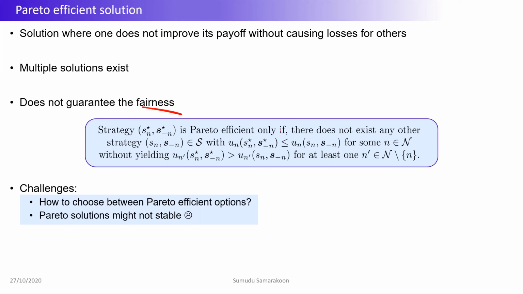So formally, if we pose the Pareto efficient requirement, if a strategy is Pareto efficient, that means there is no other strategy that allows a user to improve their utility without causing a loss of reward for any other user. So this is a Pareto strategy: there is no other strategy that helps to improve its own reward without losing the reward of any other player.